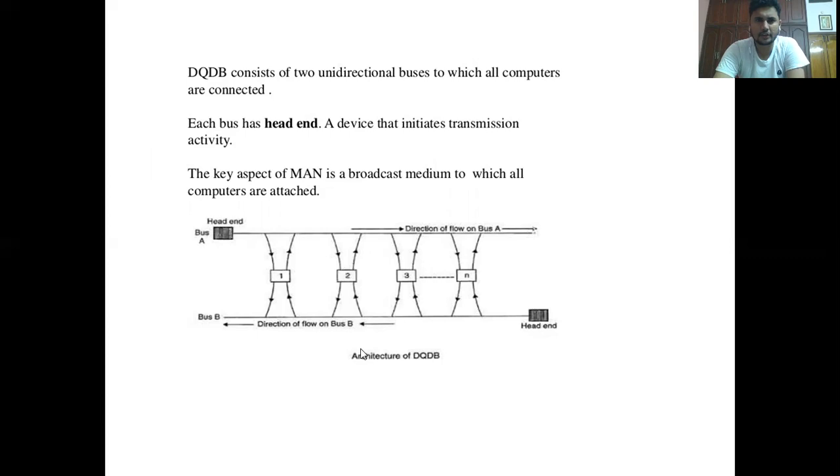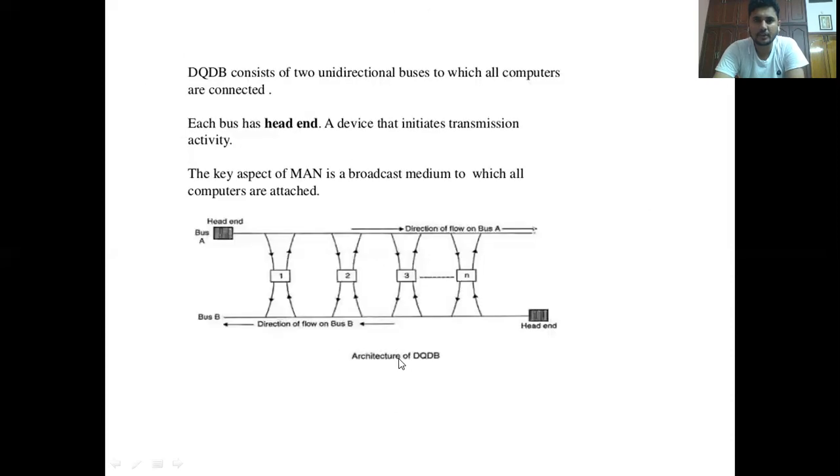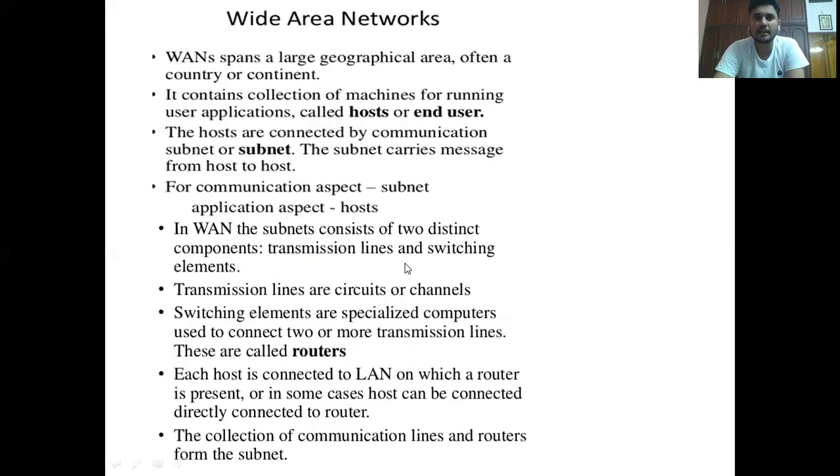So the architecture of DQDB consists of two unidirectional buses to which all computers are connected. In a LAN there is one unidirectional data transmission, but here in the MAN, there are two unidirectional buses to which all computers are connected. Each bus has a head end, a device that initiates transmission activity. So the key aspect of a MAN is a broadcast medium to which all computers are attached.